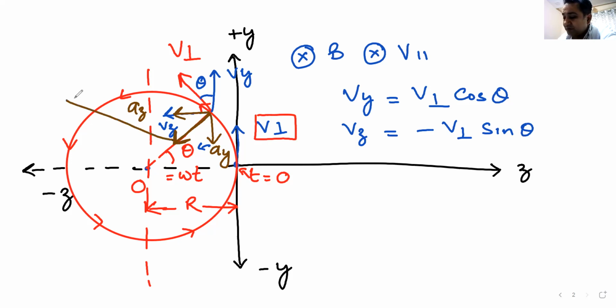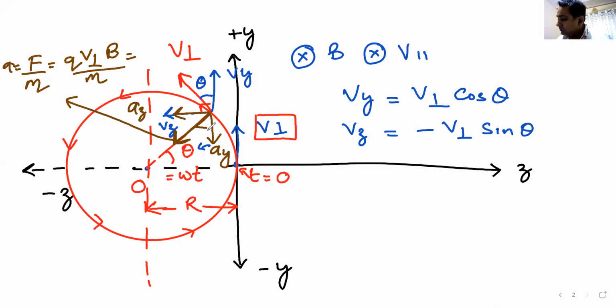Now this acceleration will be force divided by the mass of the body. Yes or no? Force will be q v cross b. Q is q. V cross b is vb, with the perpendicular velocity v perpendicular. The angle between v perpendicular and b is 90 degrees. So it is q v b by m. That becomes this acceleration. Now this acceleration can be again broken up into two components.